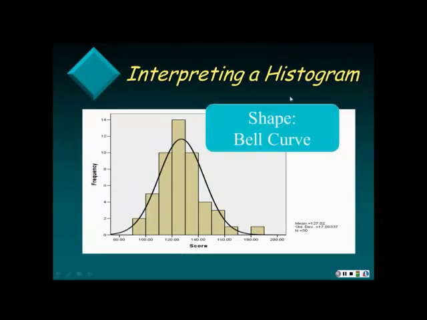We also need to look at the shape of the histogram. In this case, it looks like a bell curve. And that is one shape that will show up over and over again, and you should be familiar with that idea. In fact, the bell curve occurs so frequently that it's often, and in fact usually, called the normal distribution.